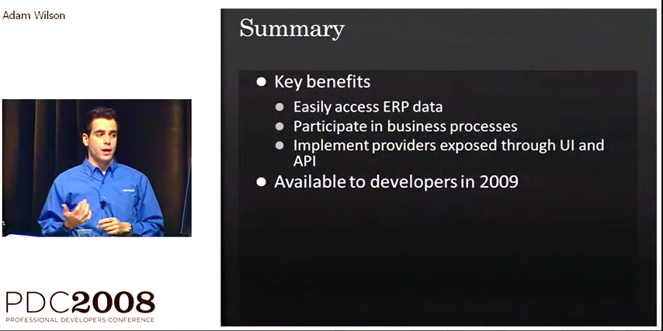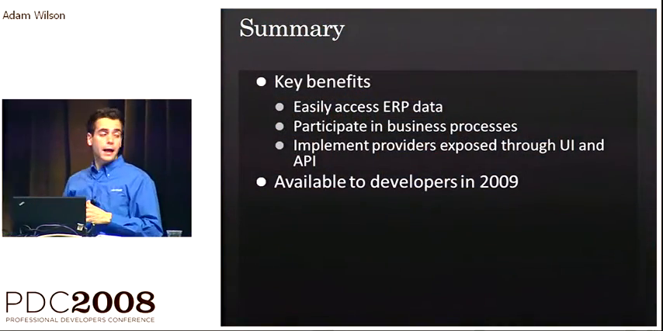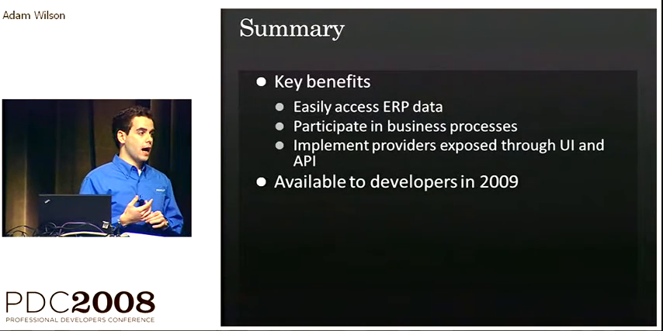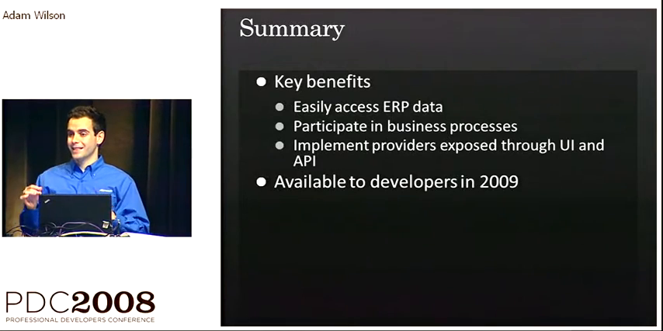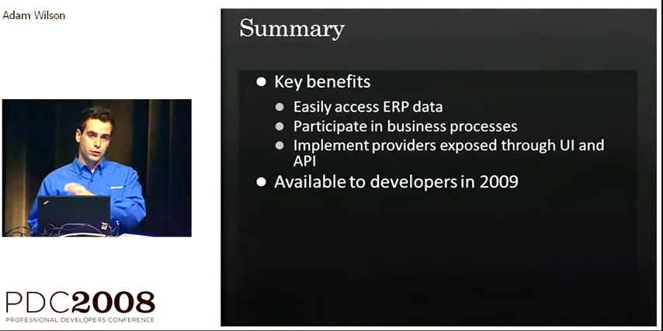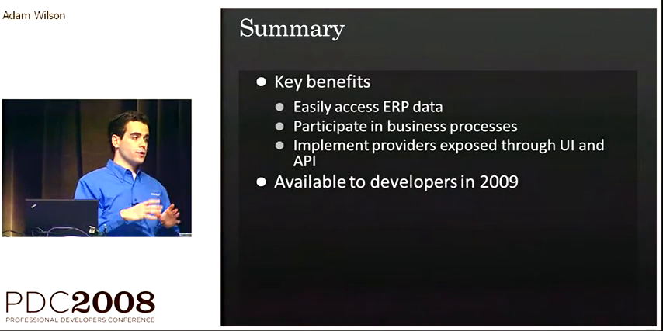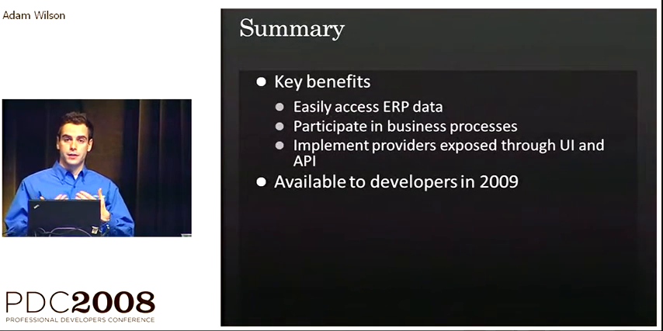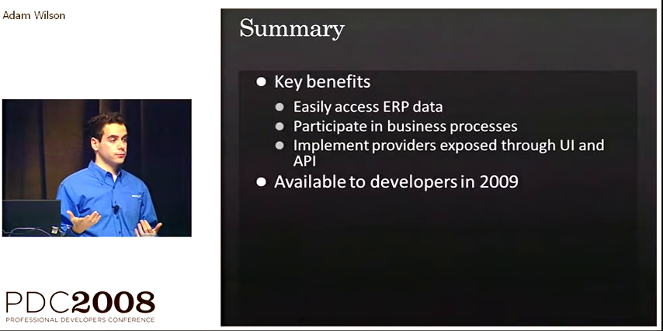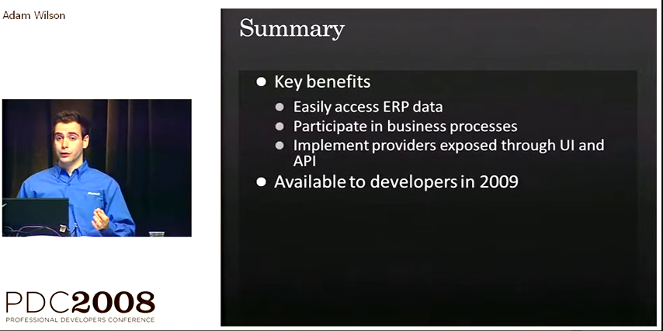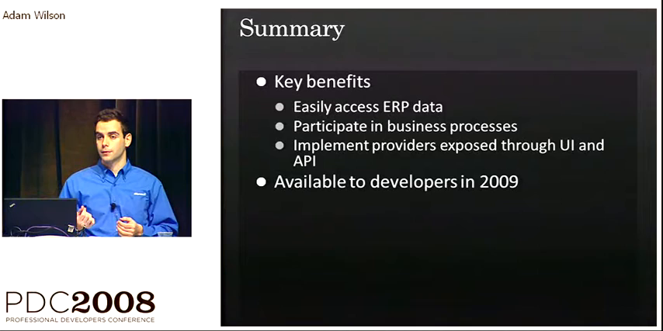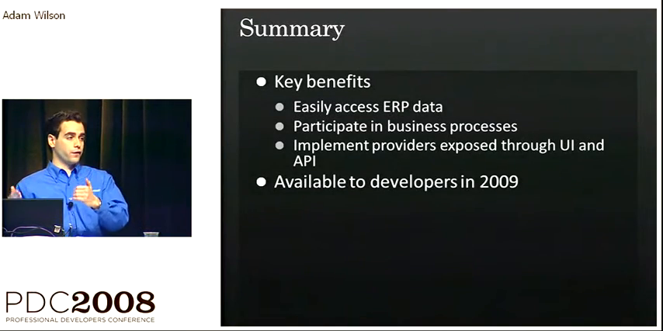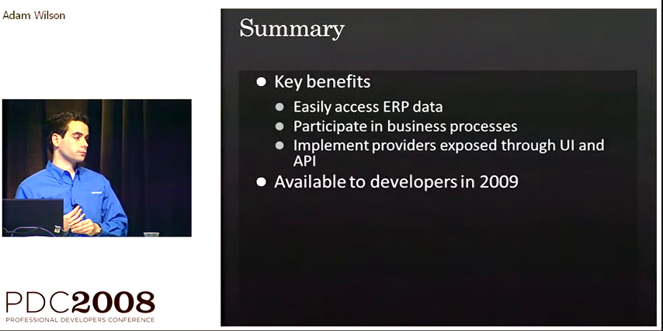So with that said, I just want to summarize a little bit of what we've described today. We've talked about the key benefits of the Dynamics Online API, which are to allow you to easily access ERP data. Sales orders, customers, items that you sell. And you can access them and update that data and have it synchronized between your ERP system and the cloud. Secondly, you can participate in business processes. By creating a sales order, you are kicking off a fulfillment process in the ERP system.